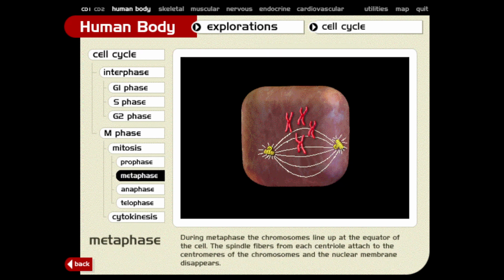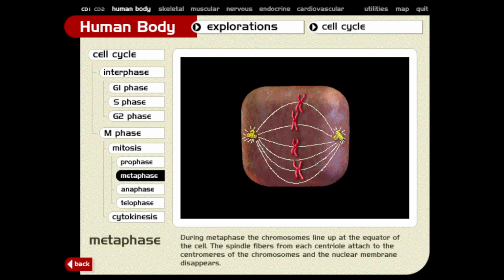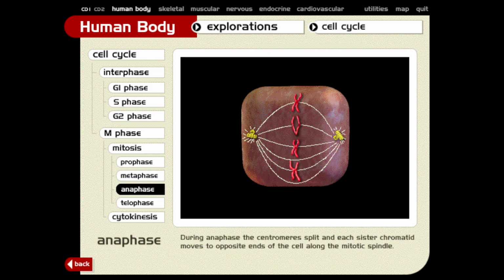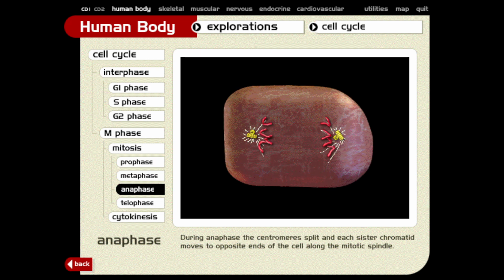During metaphase, the chromosomes line up at the equator of the cell. The spindle fibers from each centriole attach to the centromeres of the chromosomes and the nuclear membrane disappears. During anaphase, the centromeres split and each sister chromatid moves to opposite ends of the cell along the mitotic spindle.